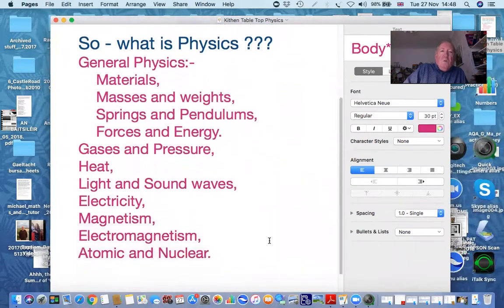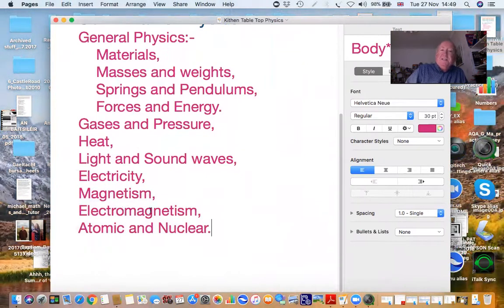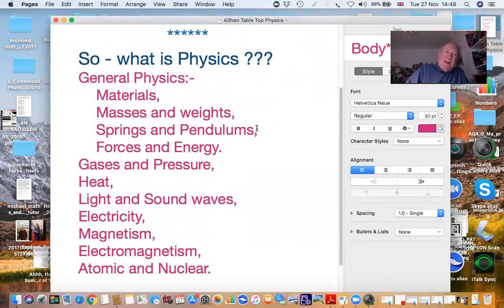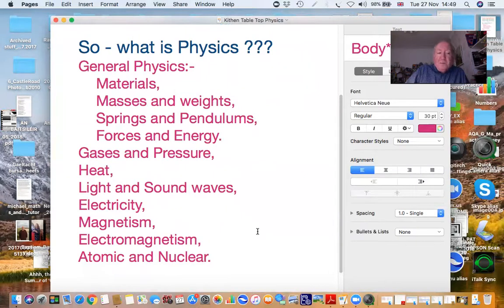So what is physics? Well, I think of physics basically down the page a bit there. I think of it as heat, light, sound, electricity, magnetism, electromagnetism, atomic and nuclear. And then, of course, you think, well, there's other little bits as well. So I added them at the start of the list. You could have general physics, could be anything really, materials, masses and weights, springs and pendulum, forces and energy, gases and pressure. And I'm sure there are other things as well that I could add to that list, and you could as well. But basically, these are the main headings: heat, light, sound, electricity, magnetism, so on. So, okay, right, that simplifies the answer to the question, what is physics?